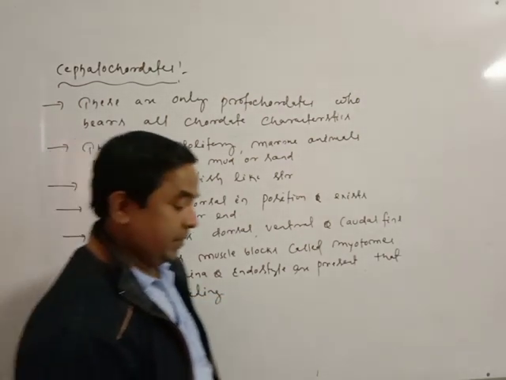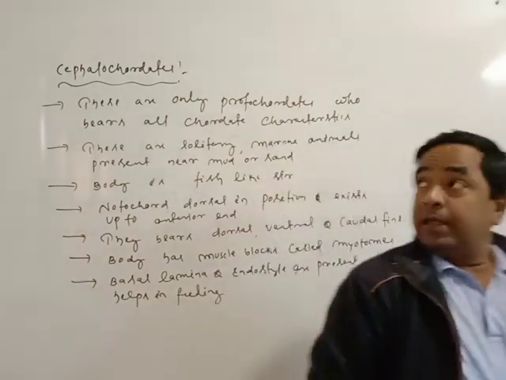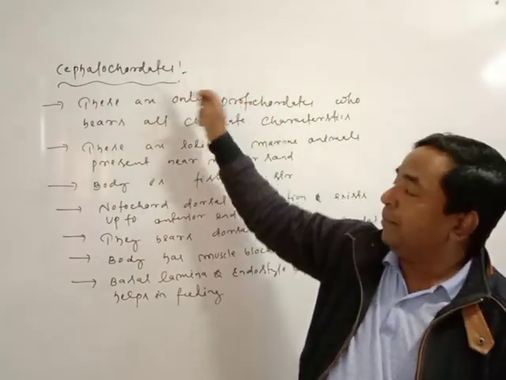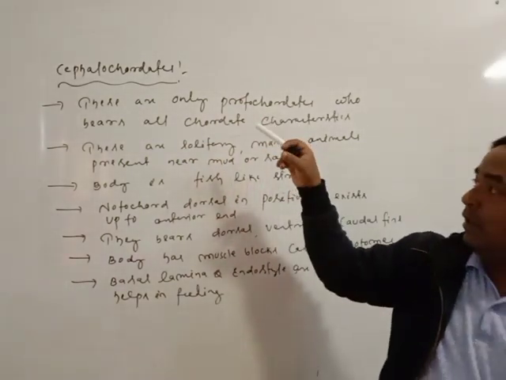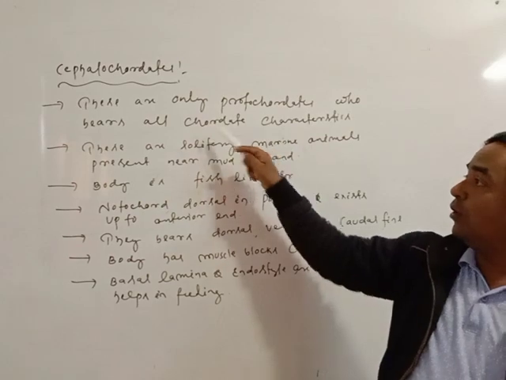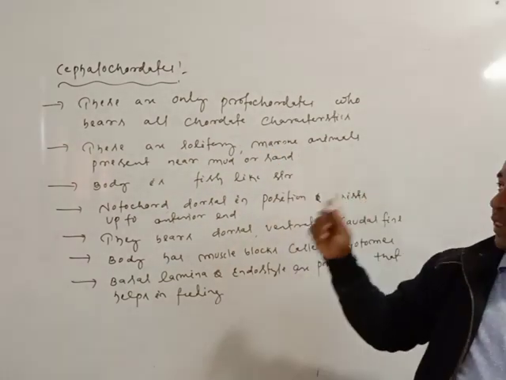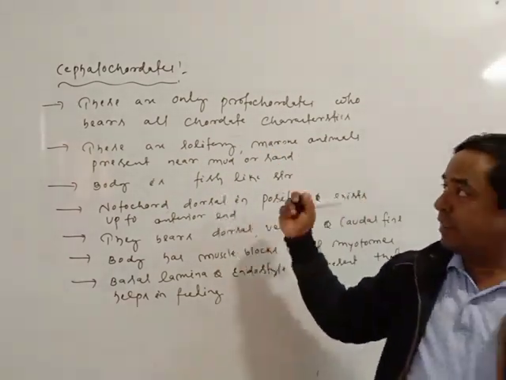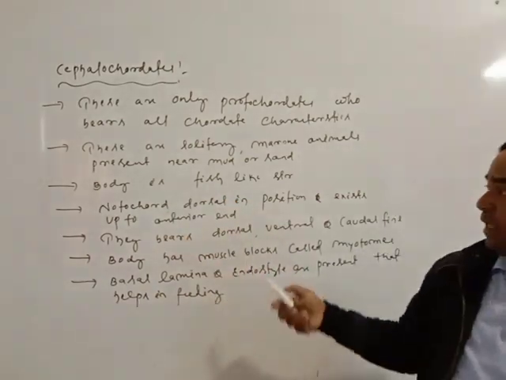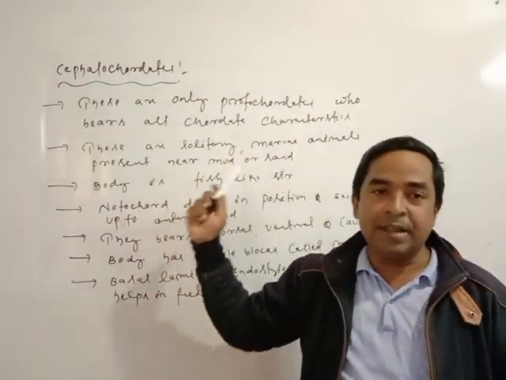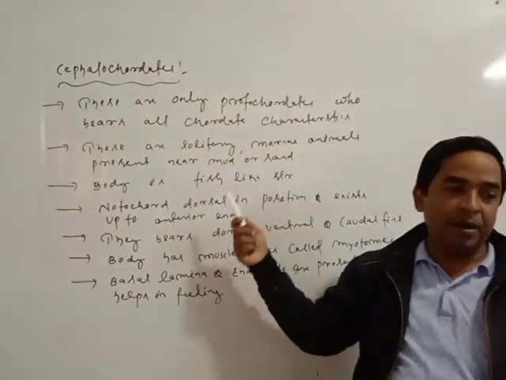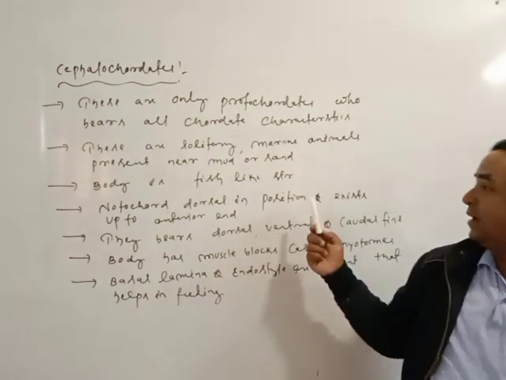See, cephalo means head, chorda means string. So these are the only protochordates who bear all chordate characters. That means compared with urochordates, cephalochordates have a little more advanced characters. These are solitary, that means they are present singly. Marine animals found in sea, ocean, etc.